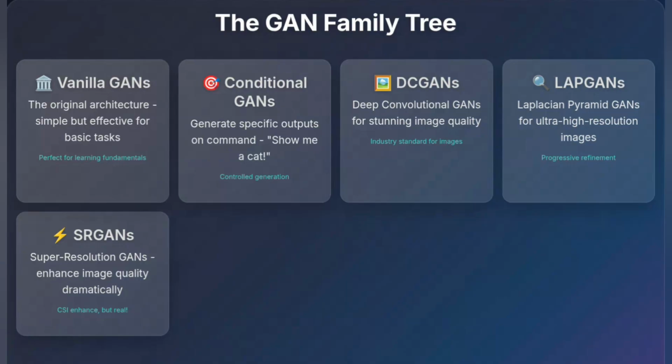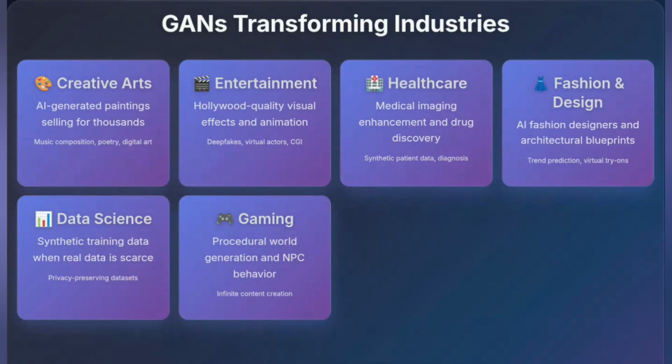DCGANs brought convolutional layers to the party, making image generation dramatically better. These are behind many of the stunning face generations you see online. LapGANs create ultra-high-resolution images by building them up layer by layer, like a digital artist adding more and more detail. And SRGANs can take a blurry, low-resolution image and enhance it to incredible detail. It's like CSI Enhance, but real.